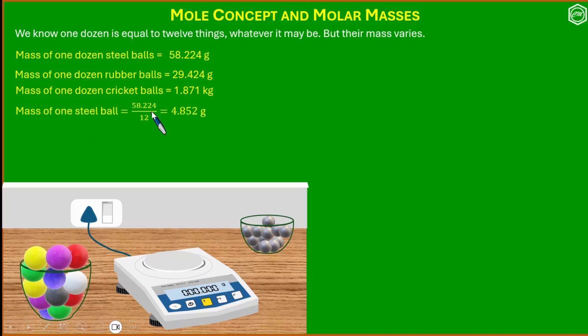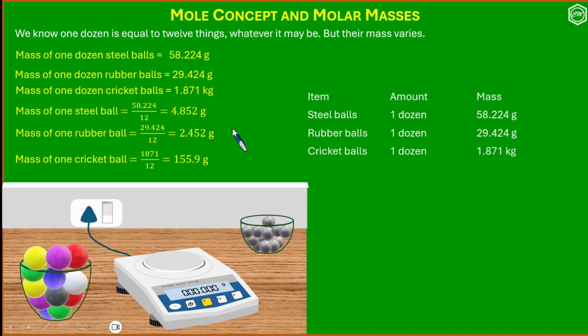The mass of one steel ball will be 58.224 by 12, that is 4.852 gram. Mass of one rubber ball or plastic ball will be 29.424 by 12, 2.452 gram. Mass of one cricket ball, that is 1871 gram divided by 12, and that is 155.9 gram. We are tabulating the data.